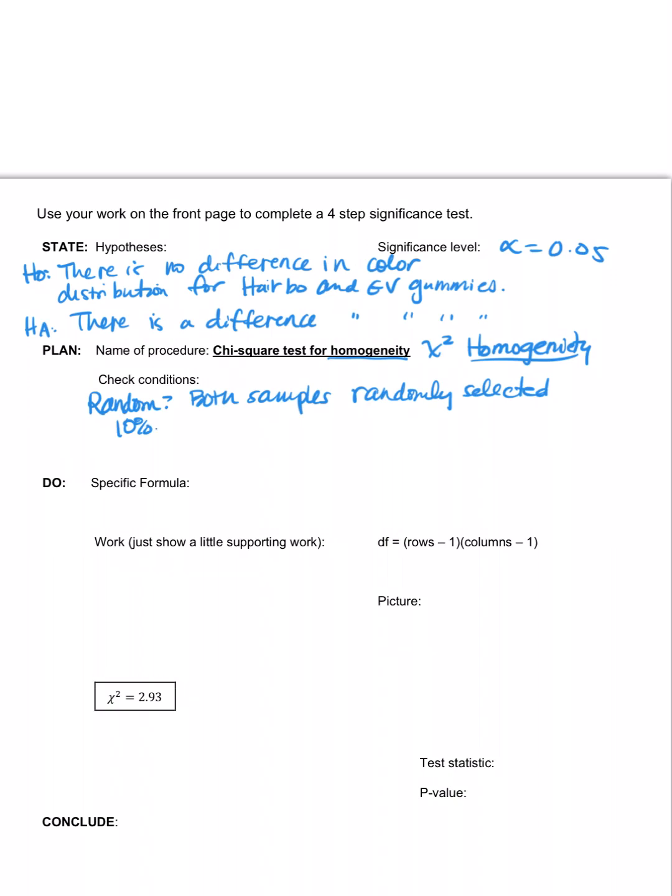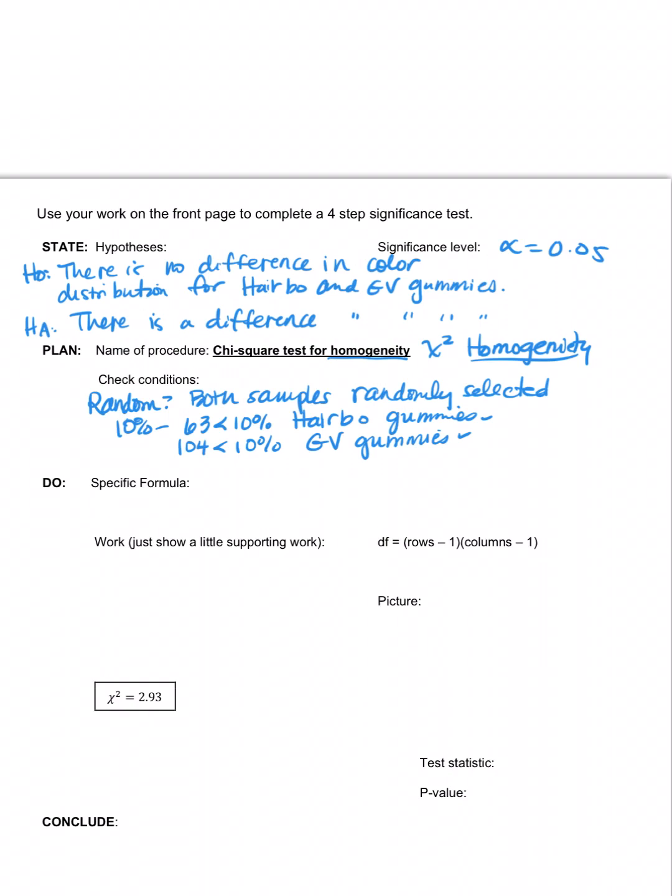10%. Now we have to check 10% of each type, okay? So we had a total of 63. Is that less than 10% of all Haribo gummies? I think so. And then with the Great Value, we had 104, which is probably less than 10% of Great Value gummies. Fair assumption, right? Yep.